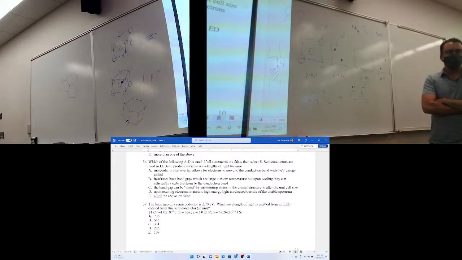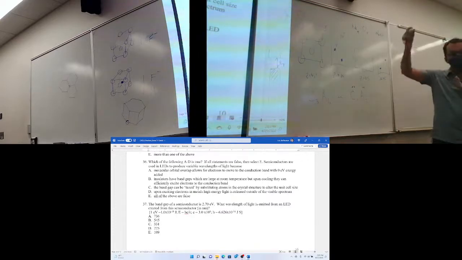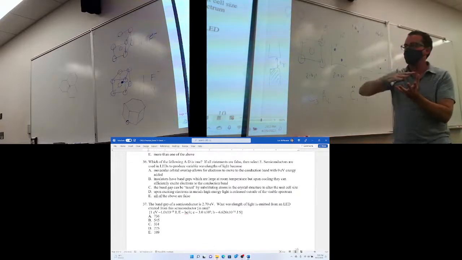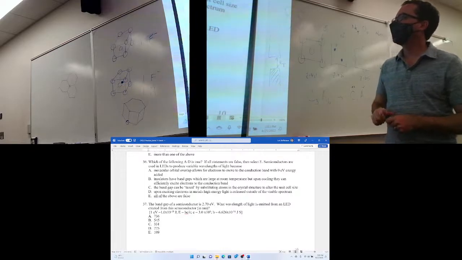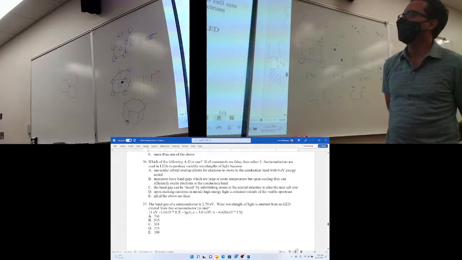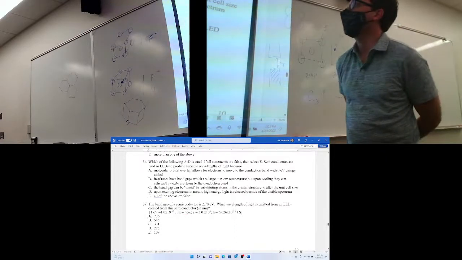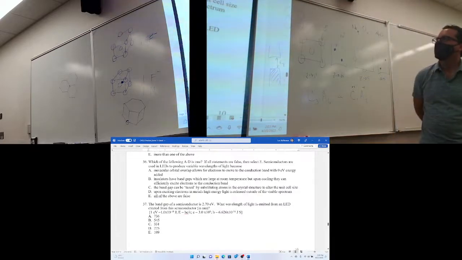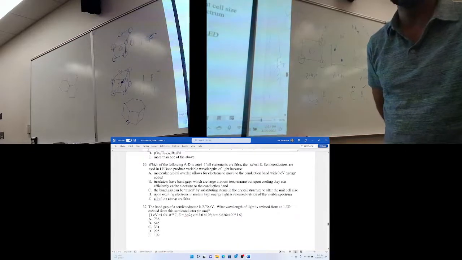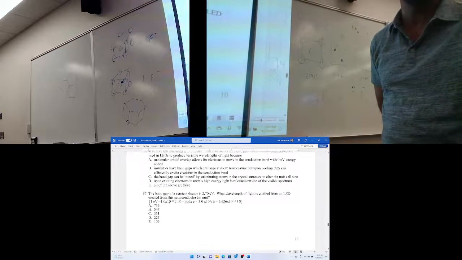Upon exciting electrons in metals, high energy light is released outside of the visible spectrum. So that's not true. Metals have zero band gap. So when you give a metal some energy, there's no big gap for electrons to drop from one state to another. Yeah, no, it doesn't work. So there's no good answer here because nothing really fits. You have to answer. Oh, it's true, C is the only one that's true. Yeah, okay. So C is true. All right. Sorry, I was thinking it was which ones are false.